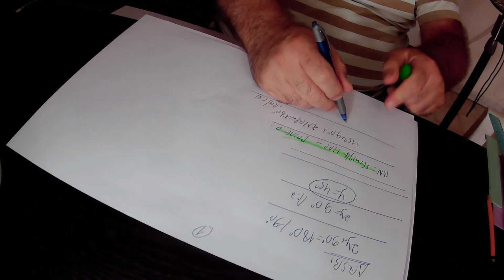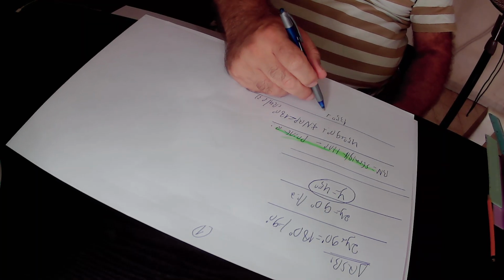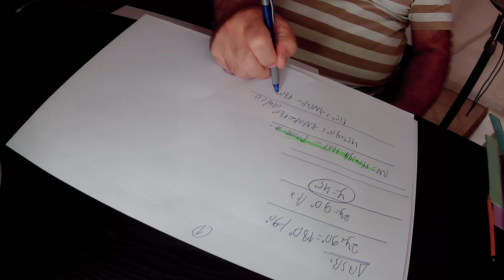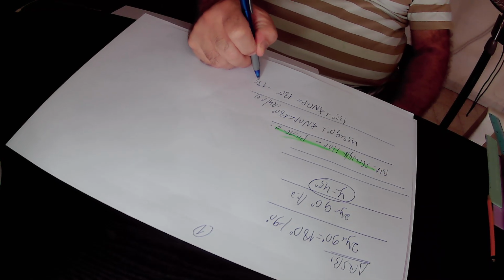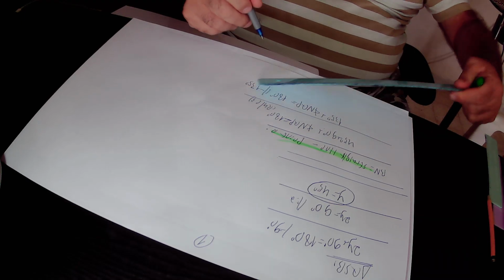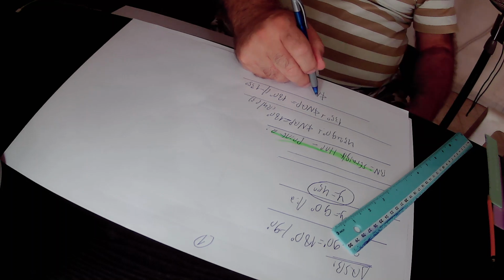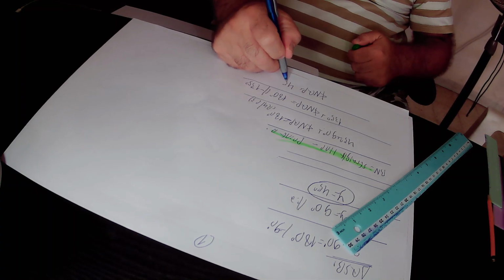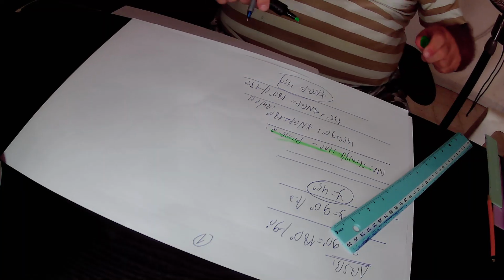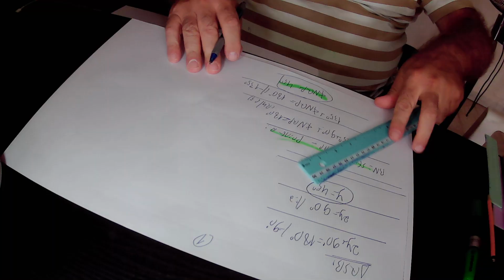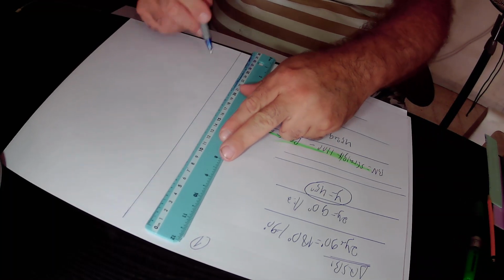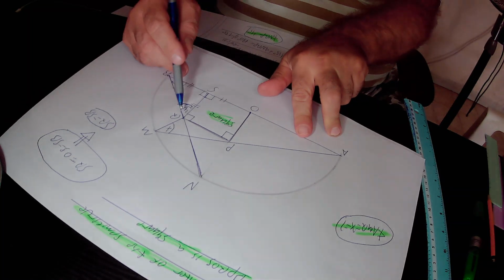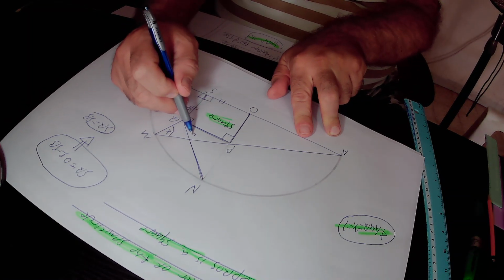135 degrees plus the missing angle NQP, in total, must be equal to 180 degrees according to rule 3. Here we subtract 135 degrees from this equation, and we get the missing angle NQP equals 180 degrees minus 135 degrees, which is 45 degrees. So the missing angle NQP equals 45 degrees in its size.